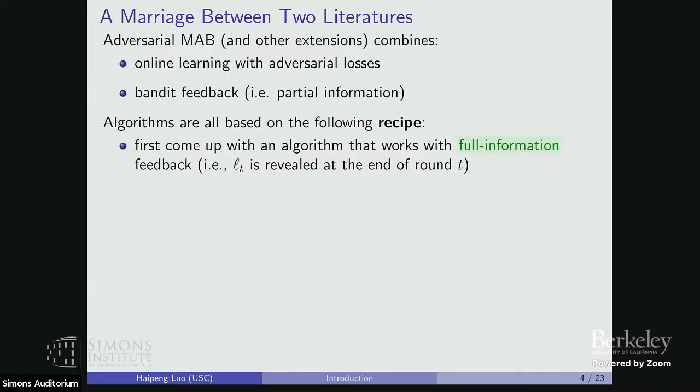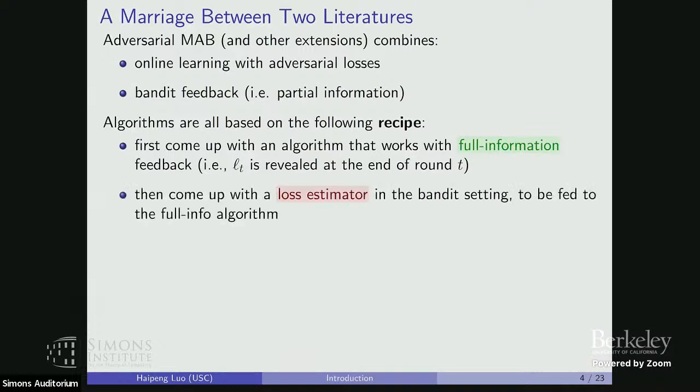First, you come up with an algorithm that works with full information feedback. In multi-armed bandits, full information just means that L_t, the entire loss vector, is revealed at the end of round t. So you not only see the loss of the selected arm, but also the loss of all the other arms. That's the typical problem in the first kind of literature. Then in the bandit setting, what you need to do is come up with a loss estimator. You don't have the full information of L_t, but based on what you have, you construct a loss estimator, and then you feed it to the full information algorithm. That's usually the recipe for these adversarial bandit problems. The key challenge is that you need to do these two in a way so that the variance of the estimator is well controlled. That's the most important thing that we will keep discussing today.